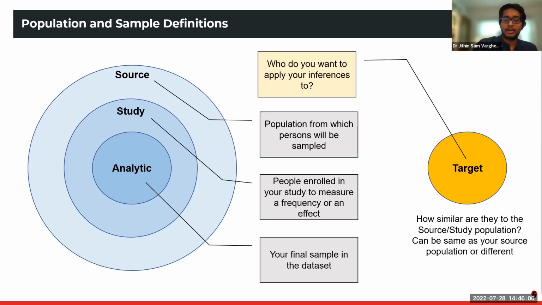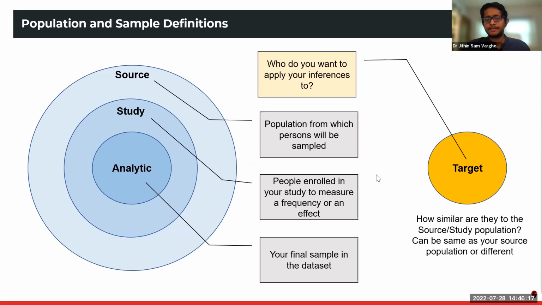For example, the target population may be wealthier or it may be poorer. It may consist of more men or more women, etc. So we need to find out how different the target population is from a source population. Now, this may be a little vague to some of you, but once we look at an example, it will become clearer.